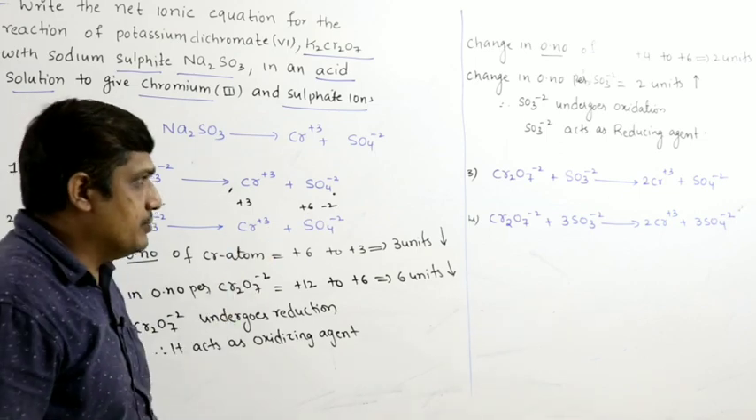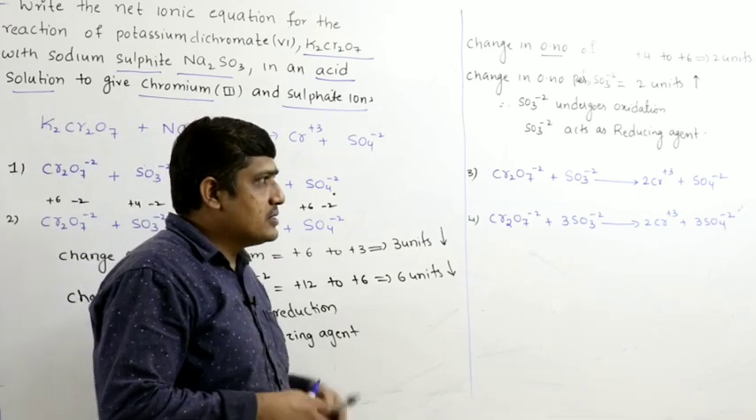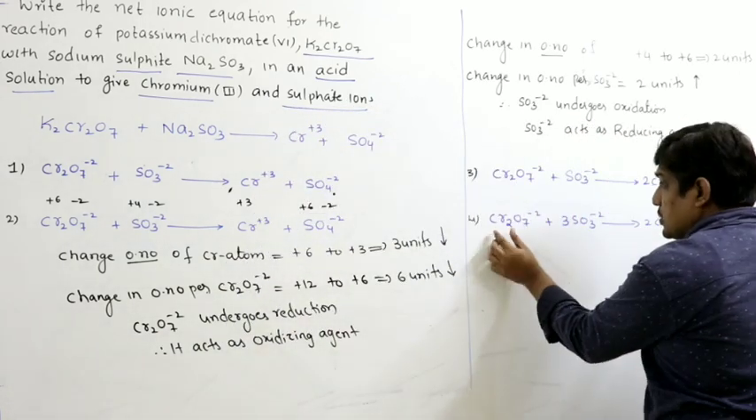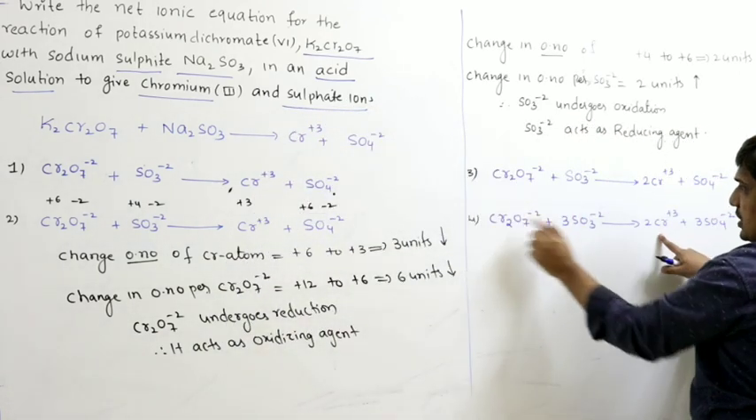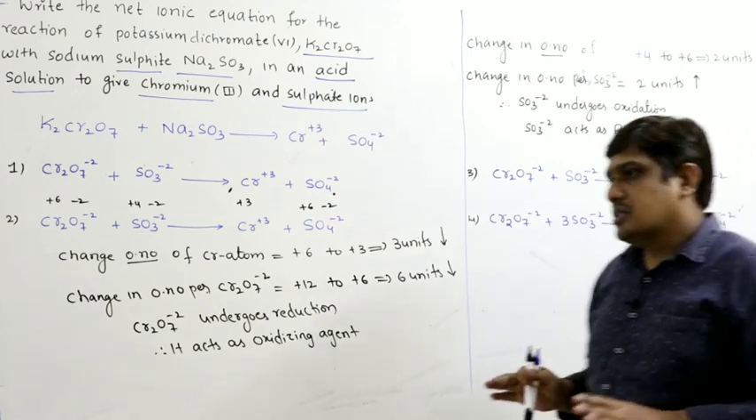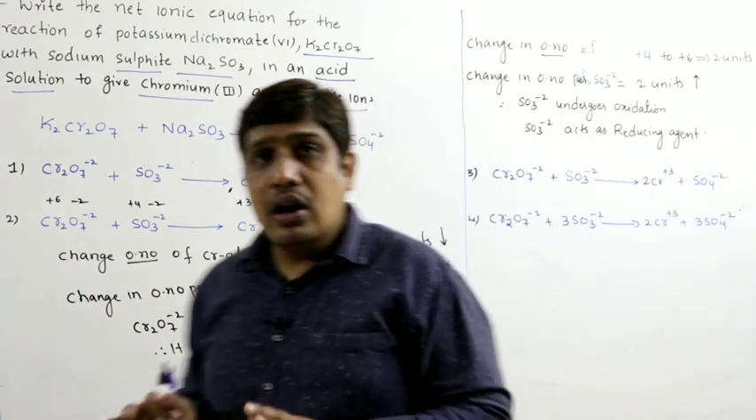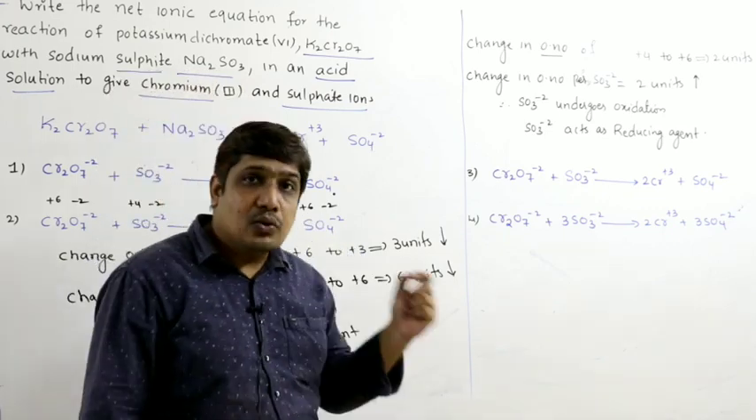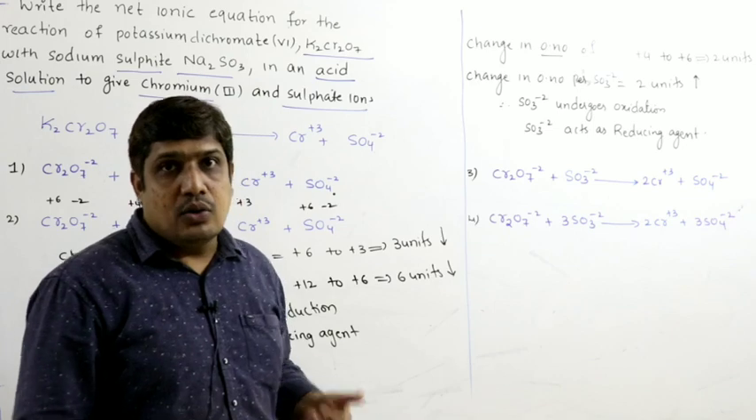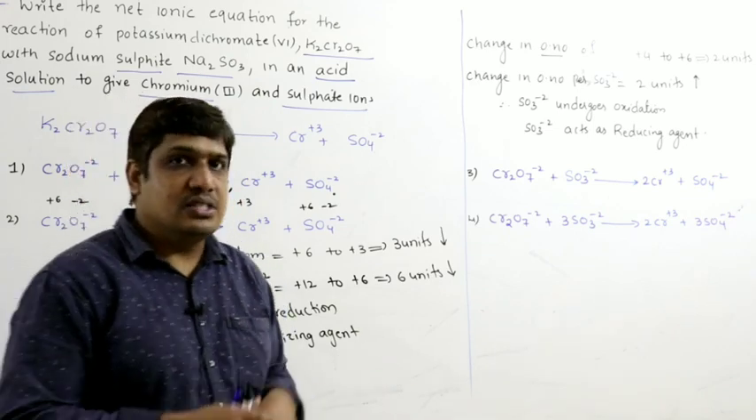Both are the same. Now, try to balance any other atoms other than oxygen and hydrogen. 2 chromiums, 3 sulfurs, 3 sulfurs. So, except oxygen and hydrogen, all other atoms are balanced. Then we have to go for oxygen and hydrogen. There is no hydrogen. So, let us try to balance oxygen first.